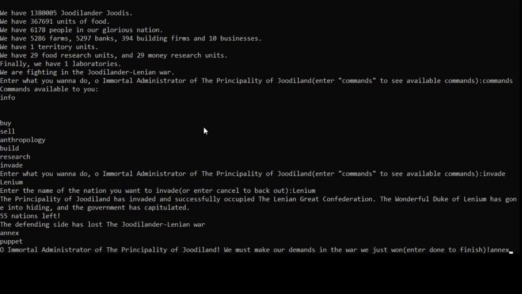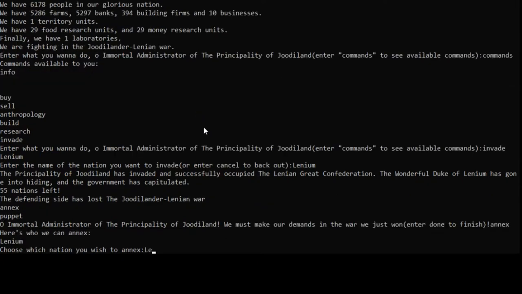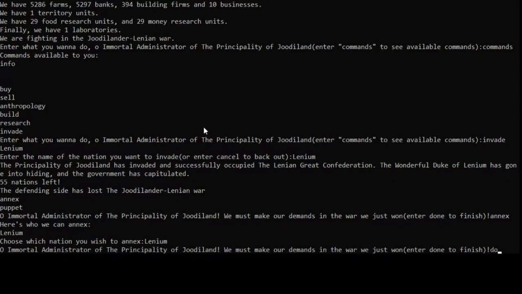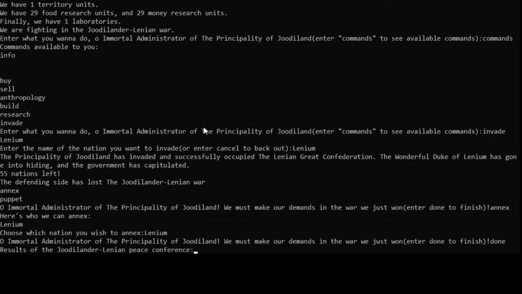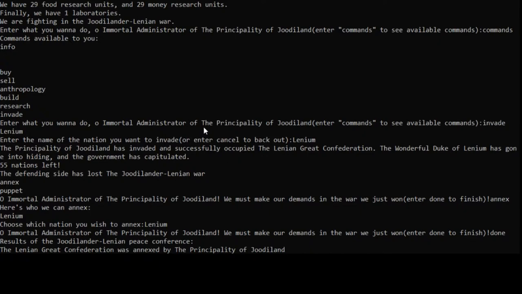Because I feel like, because I can always release them as a foreign culture, you see. Maybe I just want them to slightly become more desirable, get rid of the bad traits. So I'll just annex Lenium. And I'm done. Results of the Joodilander-Lenian Peace Conference. The Lenian Great Confederation was annexed by the Principality of Joodiland. Hail the Immortal Administrator! Lenium is ours!